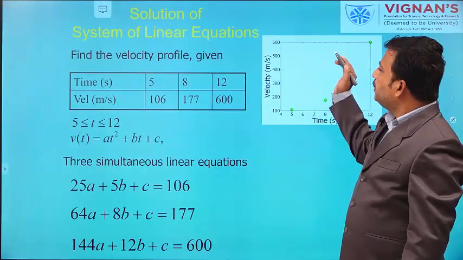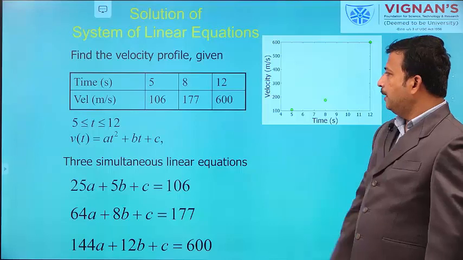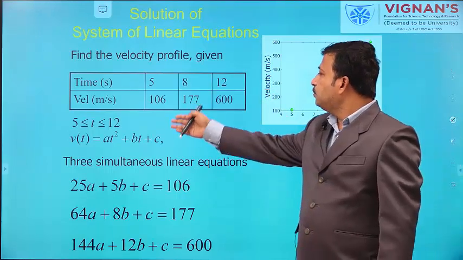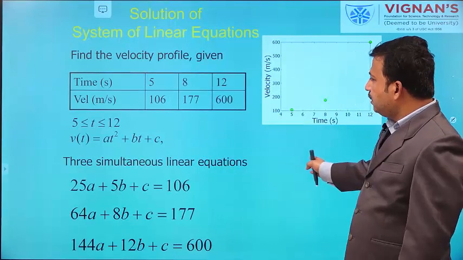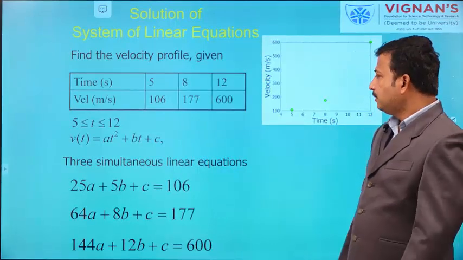So system of linear equations. Let us take an example. It is given time 5, 8, 12, and velocity 106, 177, 600. We have 3 simultaneous linear equations you can write from that, right?